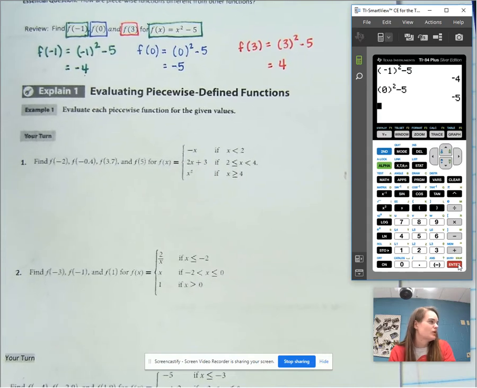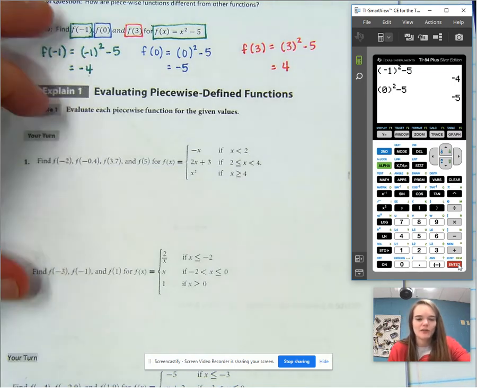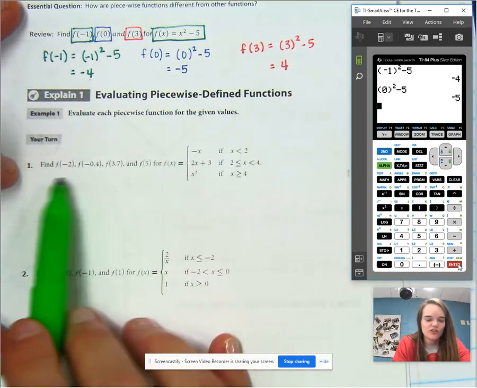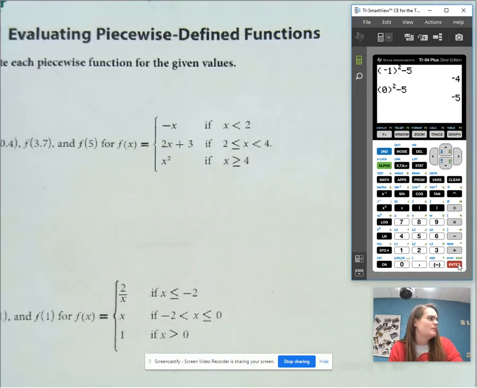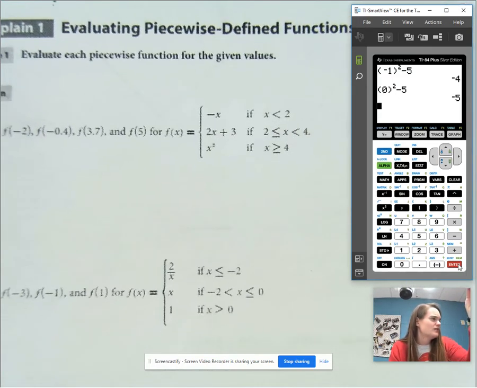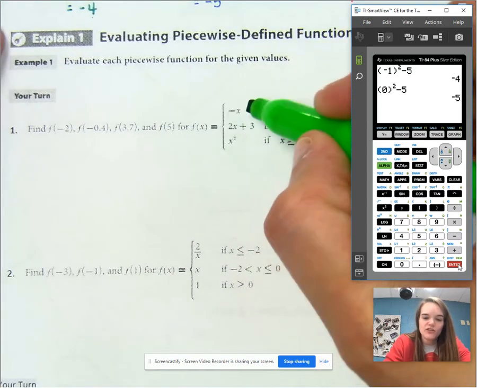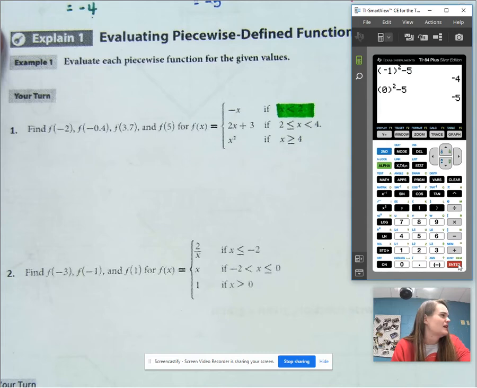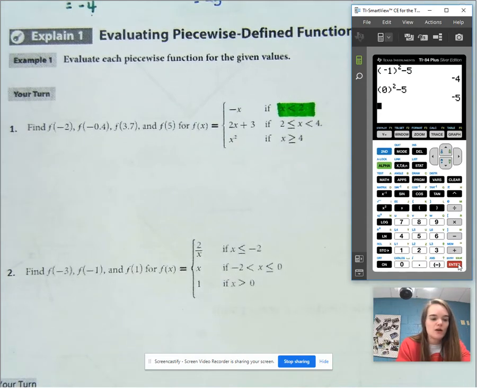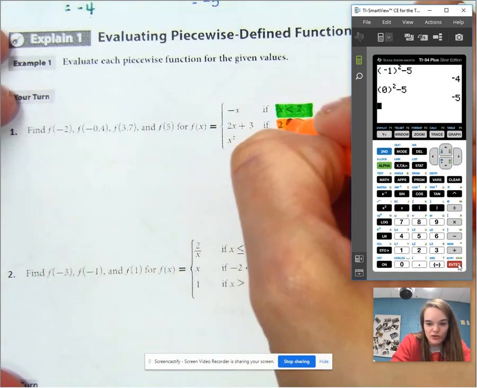So we're going to start talking about the different parts of the domain and what I mean by that. You're going to need highlighters out to talk about the different parts of the domain. And we're going to talk specifically about the domain. So in this piecewise function, it says we're supposed to evaluate. Before we worry about evaluating, we need to talk about the domain itself. In a piecewise function, you have certain rules. For instance, the function is equal to negative x if the x value is less than 2. So we're going to highlight that in green. You'll see that in a minute. Okay. We will have 2x plus 3 if the x value is between 2 and 4.